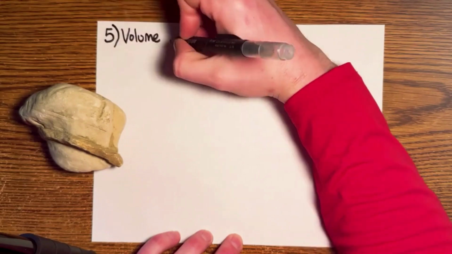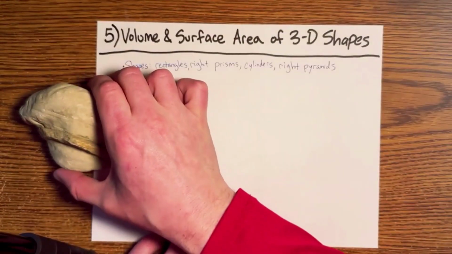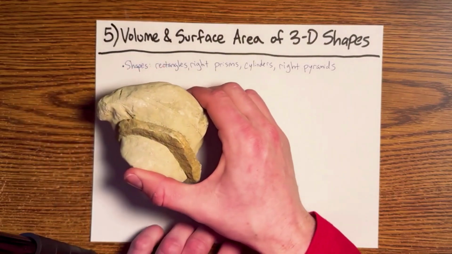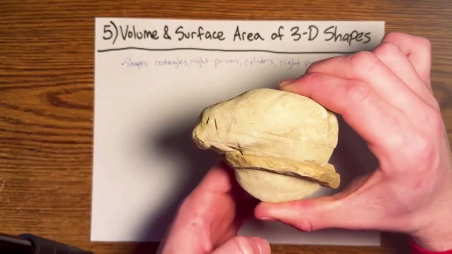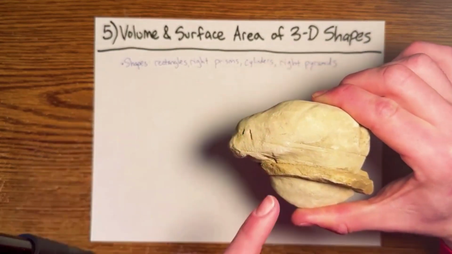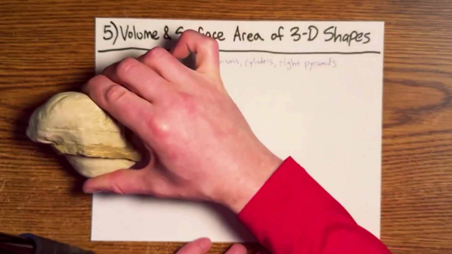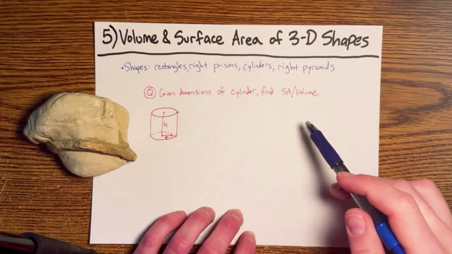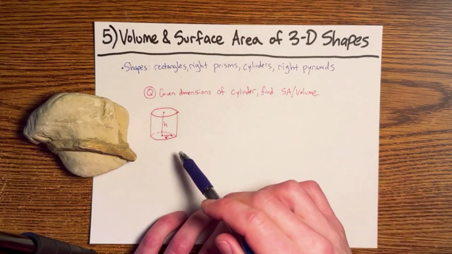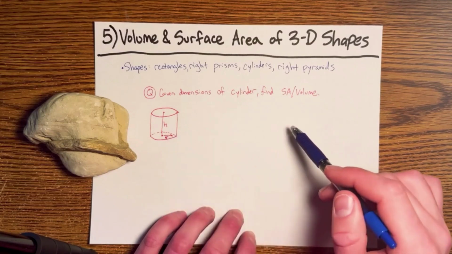Number 5, volume and surface area of 3D shapes. Volume refers to the amount of space an object holds. So if we're looking at this fancy rock here, the volume would be the amount of space inside of it. The surface area would be all of the outside added up together. You'll be provided with the formulas for finding the surface area and volume of these shapes. You'll just need to know to recognize which dimension gets plugged in where.